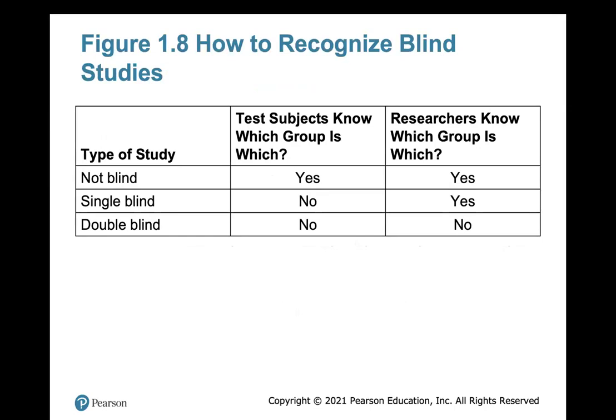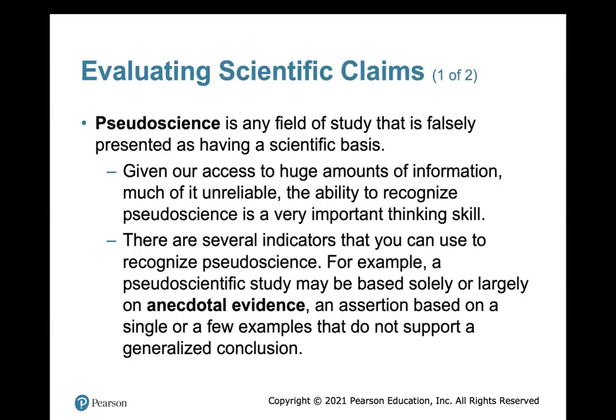The type of study is not blind if the test subjects know which group is which and the researchers know which group is which. A single blind is when only the researchers know which group is receiving the treatment or not. And the double blind, which is the gold standard for testing medical trials, is when neither the test subjects nor the researchers know which test subjects or groups are actually receiving the medicine that's being tested.